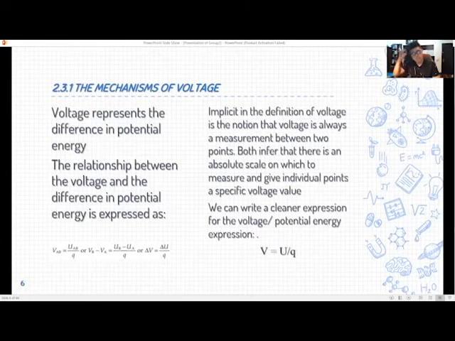And voltage represents the difference in potential energy. And we have the formula: V between point A and point B is equal to the potential energy between point A and point B divided by Q. And a cleaner expression for the voltage is V equals U divided by Q.